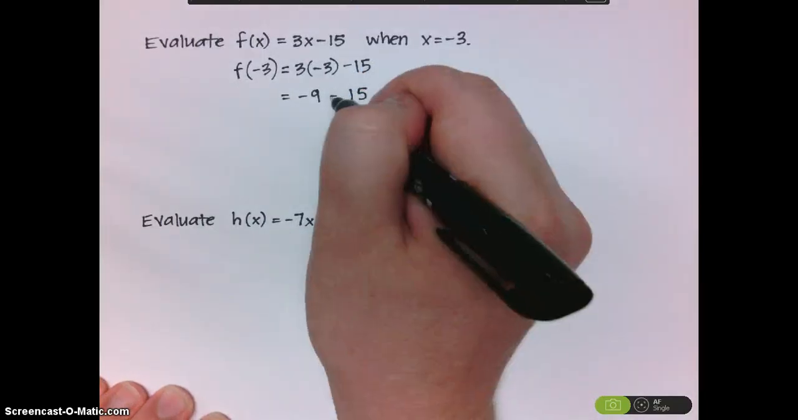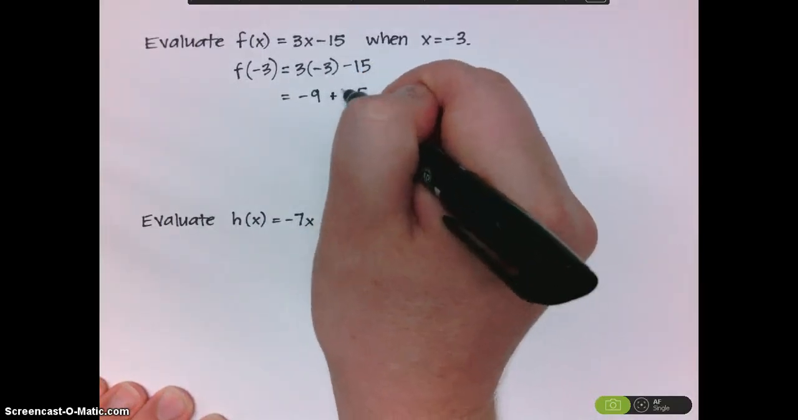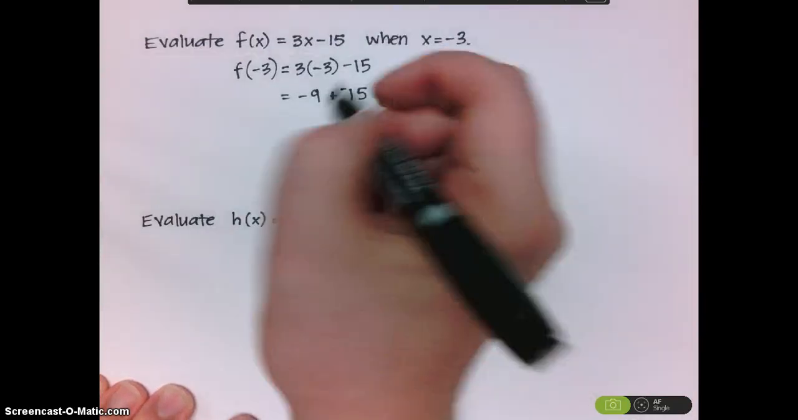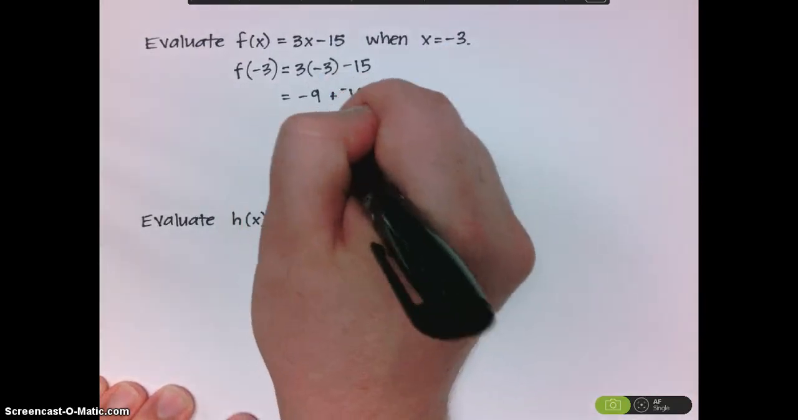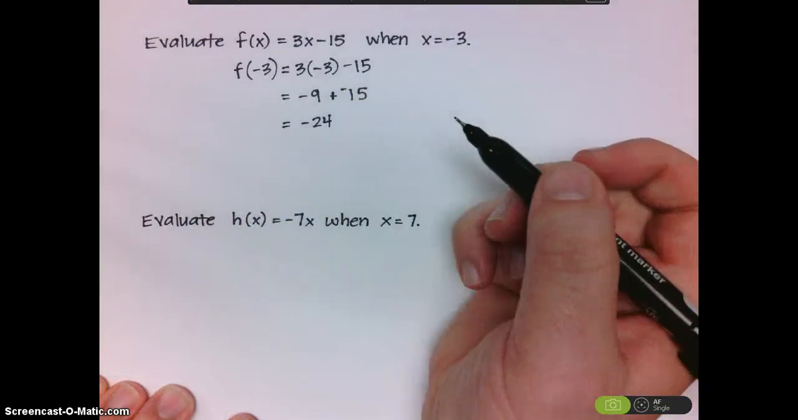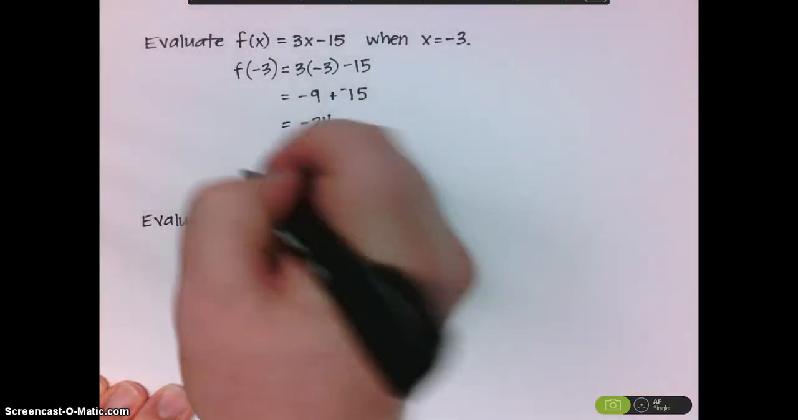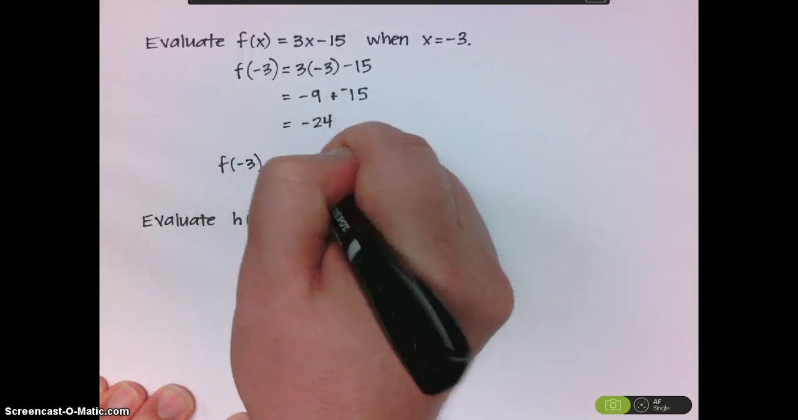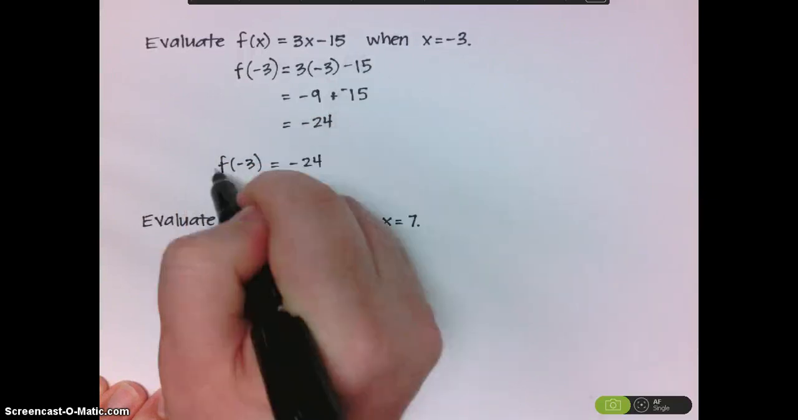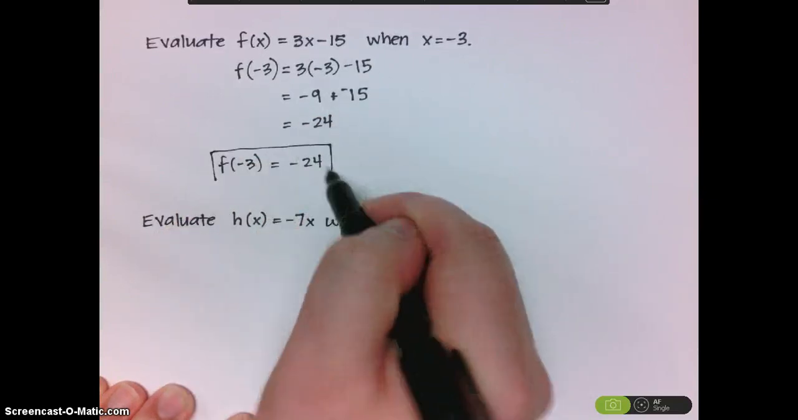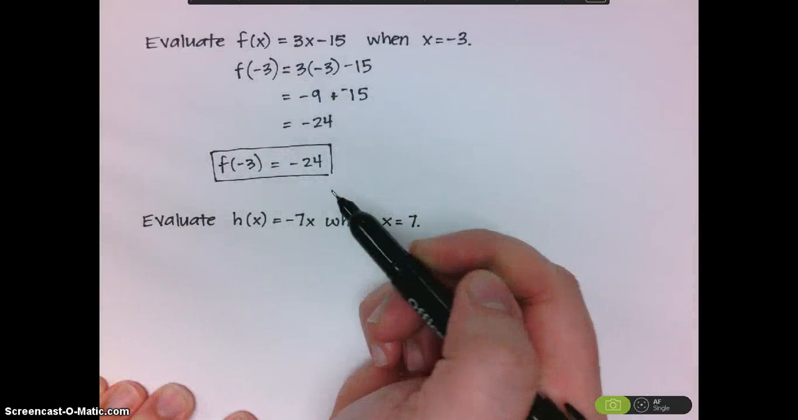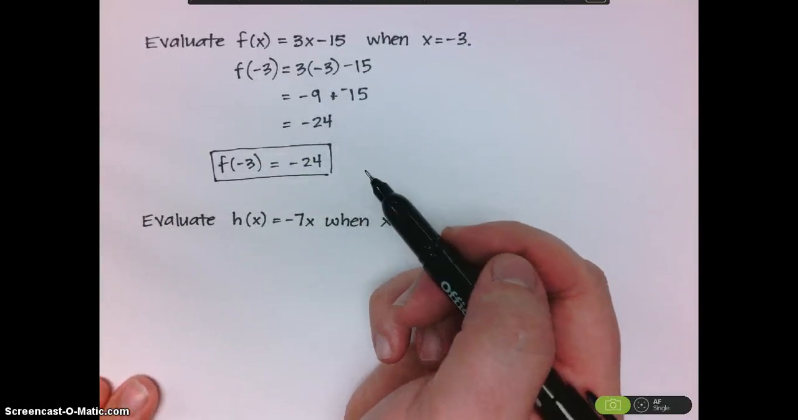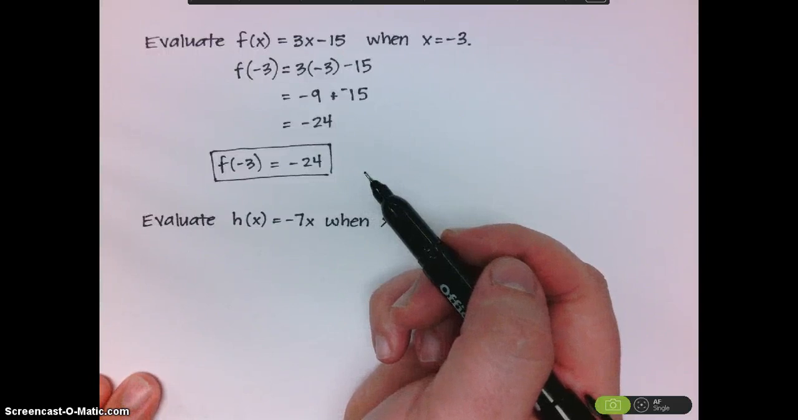And again, if I see that minus sign, I can change it to adding the opposite. So now I have negative 9 plus negative 15, and that equals negative 24. So to write my answer, I'm going to say that f of negative 3 in this instance equals negative 24, which means the function of negative 3 is negative 24. This is very similar to what you guys did before when you were solving equations. Now we're calling them functions.